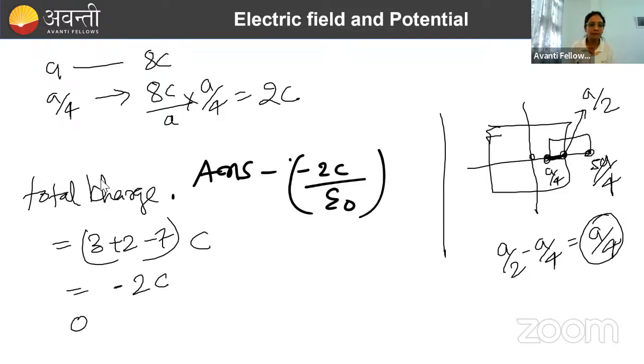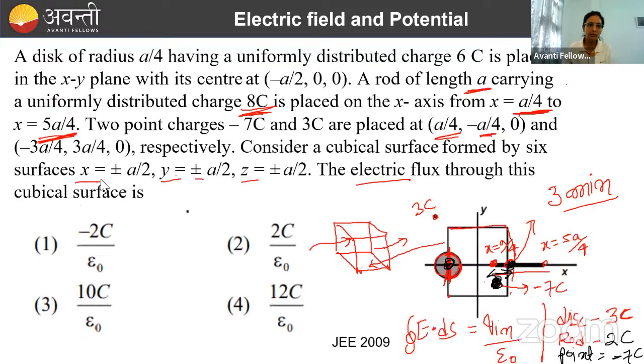So what will be the flux? Flux is Q enclosed by epsilon naught. That is minus 2 by epsilon naught. So this is minus 2 coulomb by epsilon naught. This is the answer we are going to get. Just see how easy the question is. You were not required to do much. The only thing required was to see how much charge is there inside the closed surface.